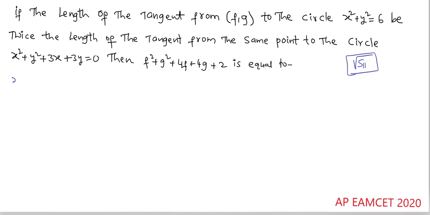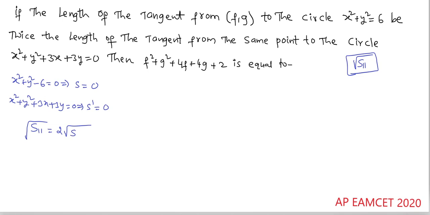Here the given circles are x² + y² − 6 = 0. This is the first circle, S = 0. And the second circle is x² + y² + 3x + 3y = 0. This is S' = 0. Here it is given that the length of the tangent from (f, g) to the first circle is twice the length to the second circle, that is root S11 is equal to 2 into root of S11', squaring on both sides, that is S11 is equal to 4 S11'.